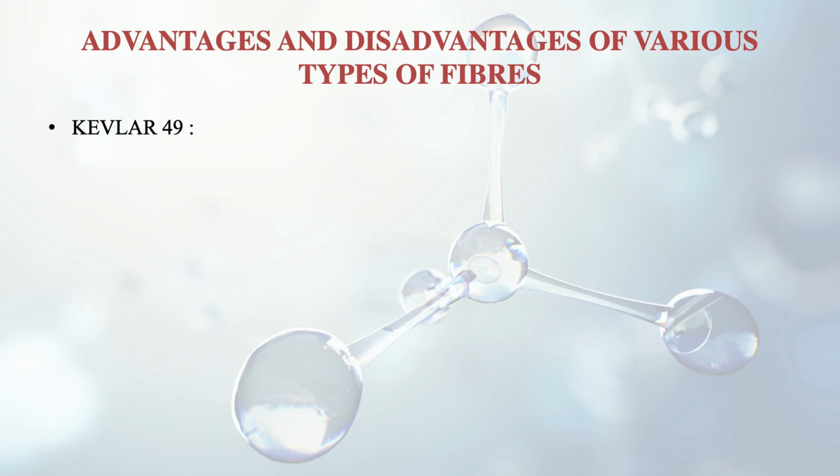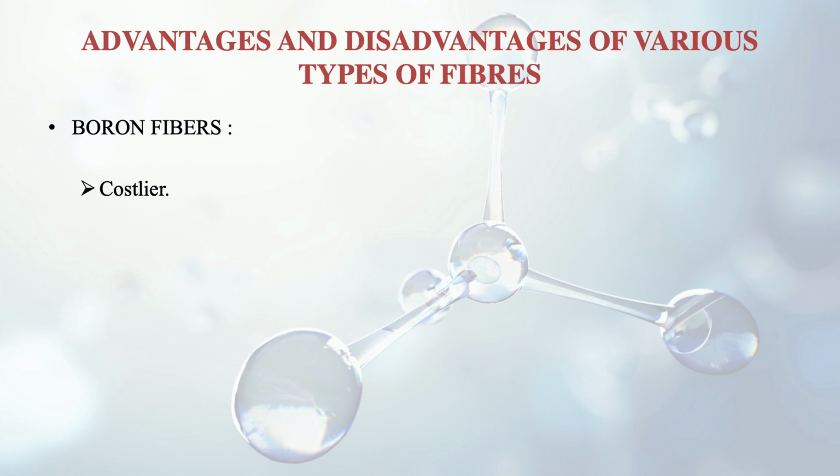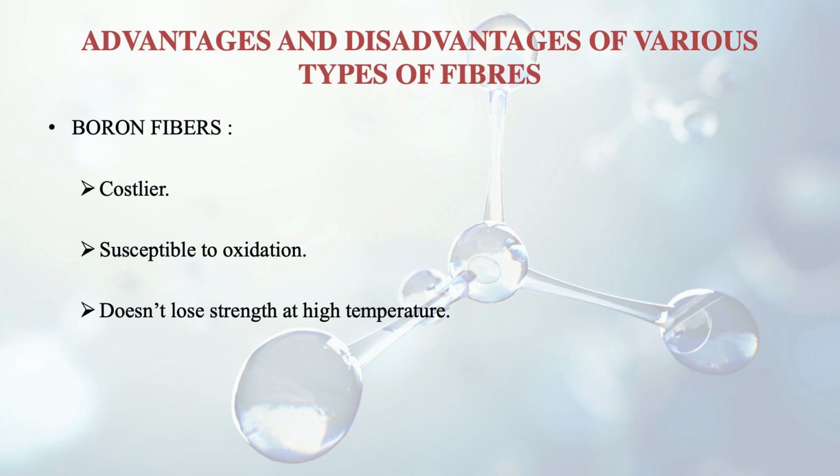Then Kevlar 49 has high strength and ductility as well. So ductility is coming in Kevlar, and it has lower density. Its modulus of elasticity is lower than that of E-glass. Then the boron fibers are very costly and susceptible to oxidation, but one very positive thing is that they don't lose strength at high temperature. So whenever we require some high temperature application, we can go for boron fibers, because carbon is also not good at high temperature and glass fiber is also not good at high temperature.